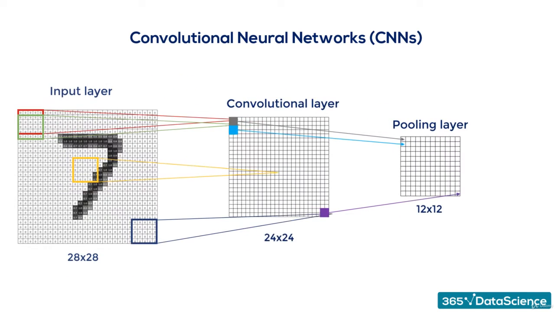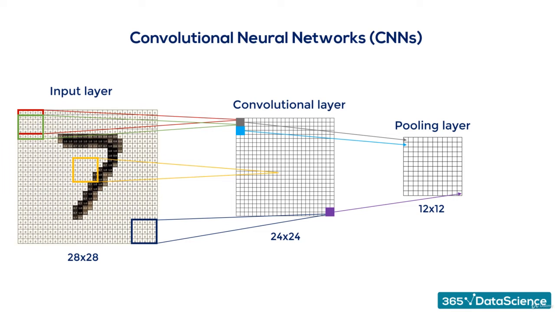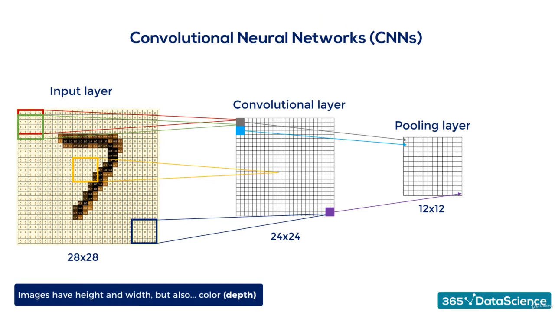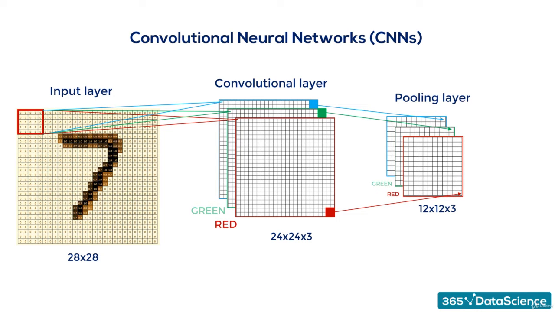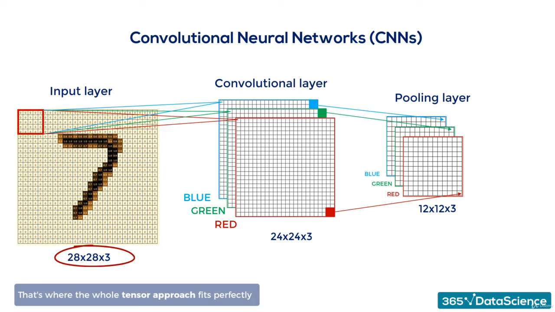What makes the issue slightly more complicated, though, is that most photos have colors, which implies that images have height and width, but also color or depth. This is a third dimension with 3 variables according to the RGB scheme: red, green, and blue. Thus, our original photo was not of shape 28 by 28, but rather 28 by 28 by 3. That's also where the whole tensor approach fits perfectly.